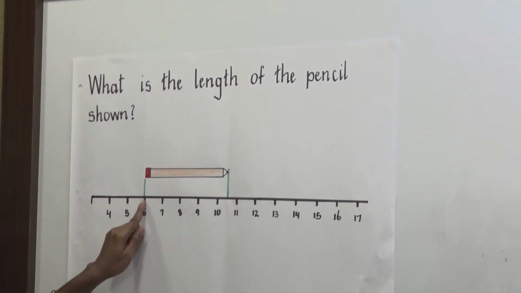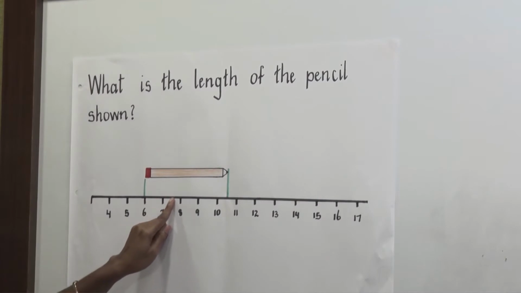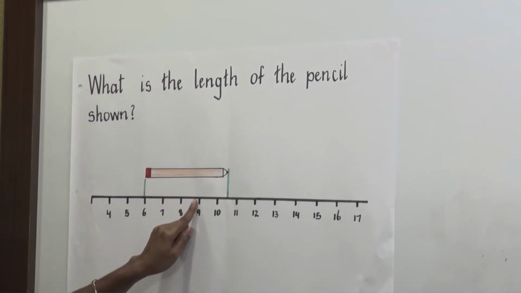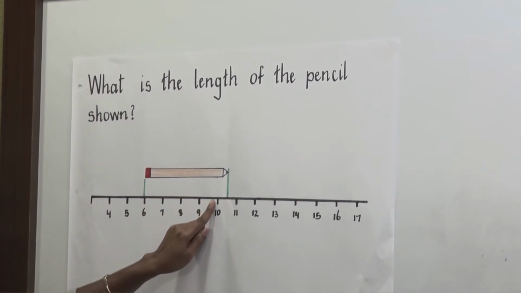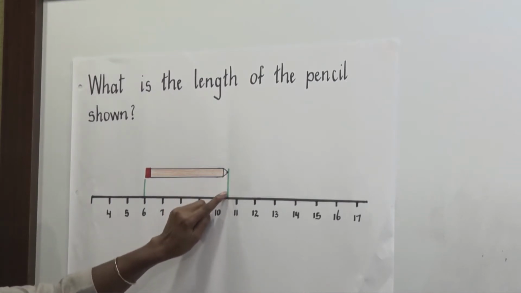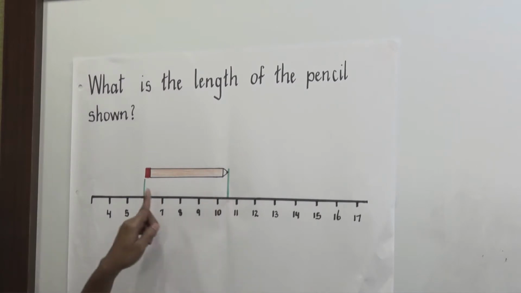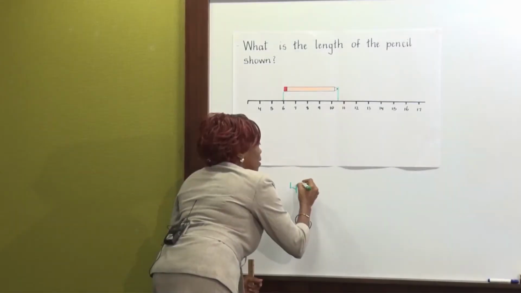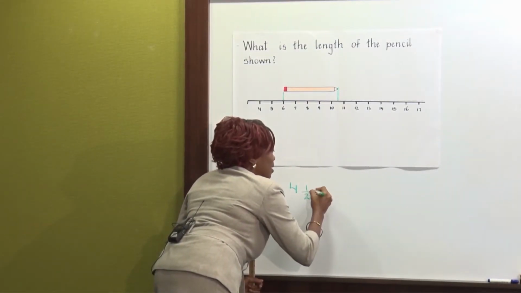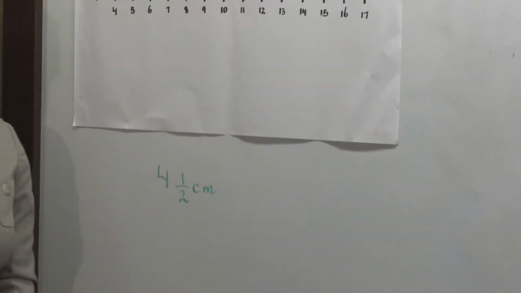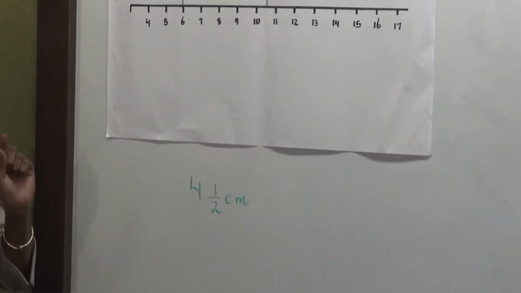Let's go. 1, 2, 3, 4. And if you look very carefully, the point is coming down midway between these two numbers here. So this will be half of a centimeter. So in truth and in fact, the length of this pencil is 4.5 centimeters. We have to be absolutely clear about this.